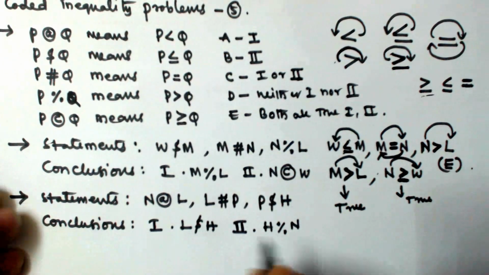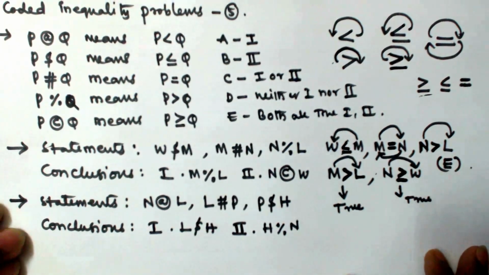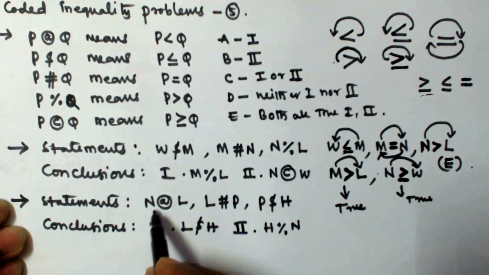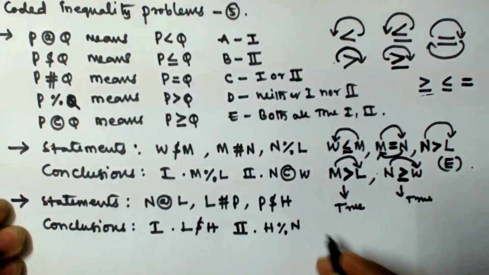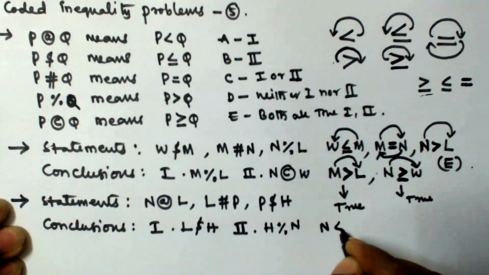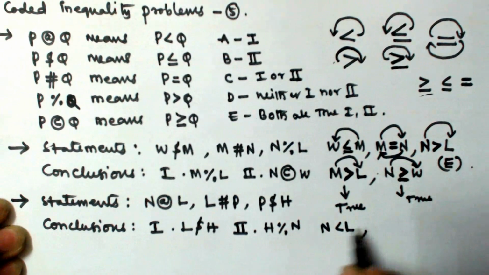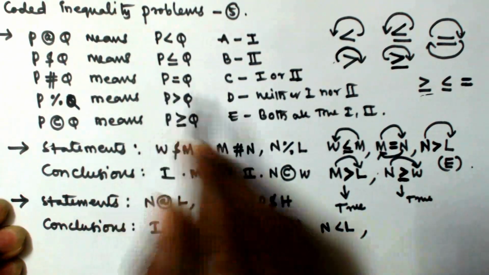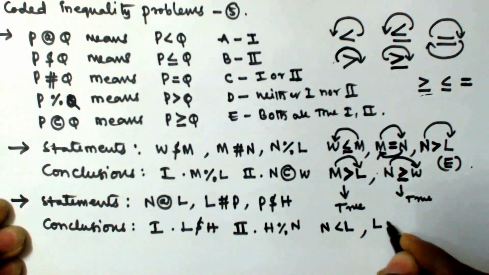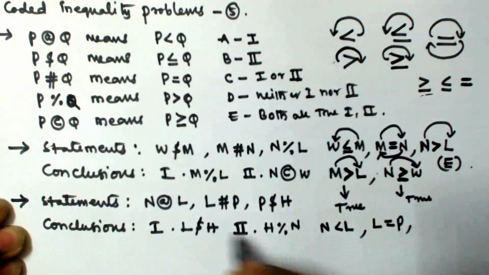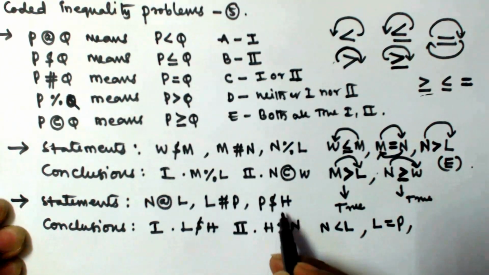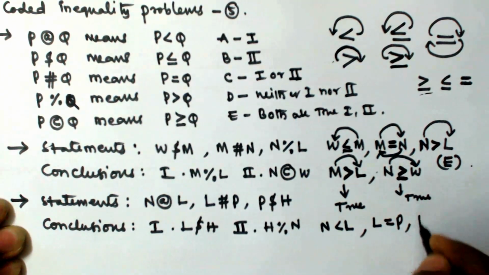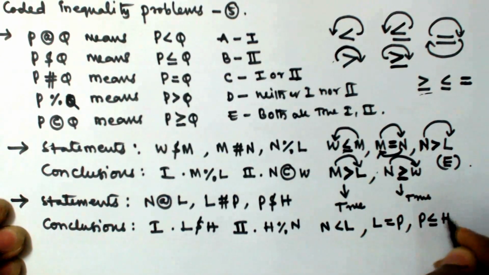Okay, so now convert the given statements into mathematical form. At the rate of means less than, so N less than L. Next one is ash, which is equal to, so that means L is equal to P. This one, P dollar H. Dollar means less than or equal to, so P less than or equal to H.